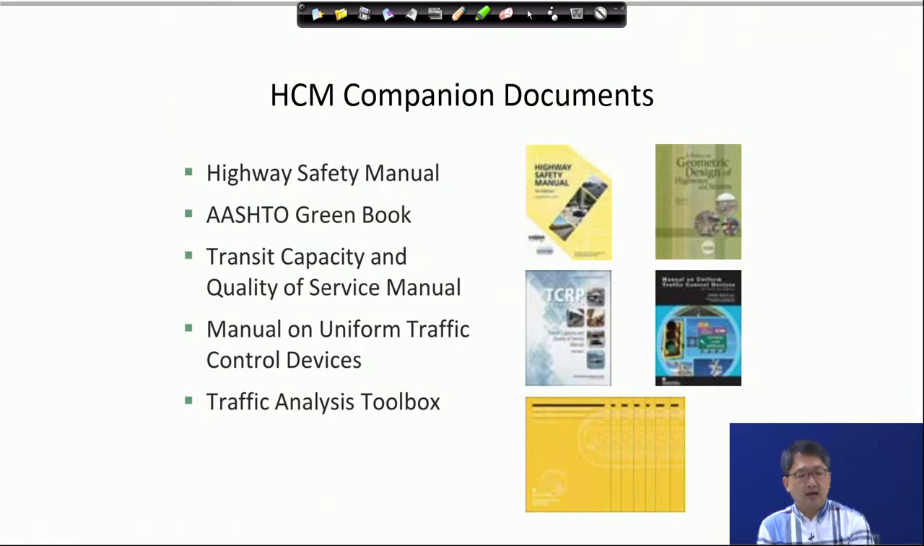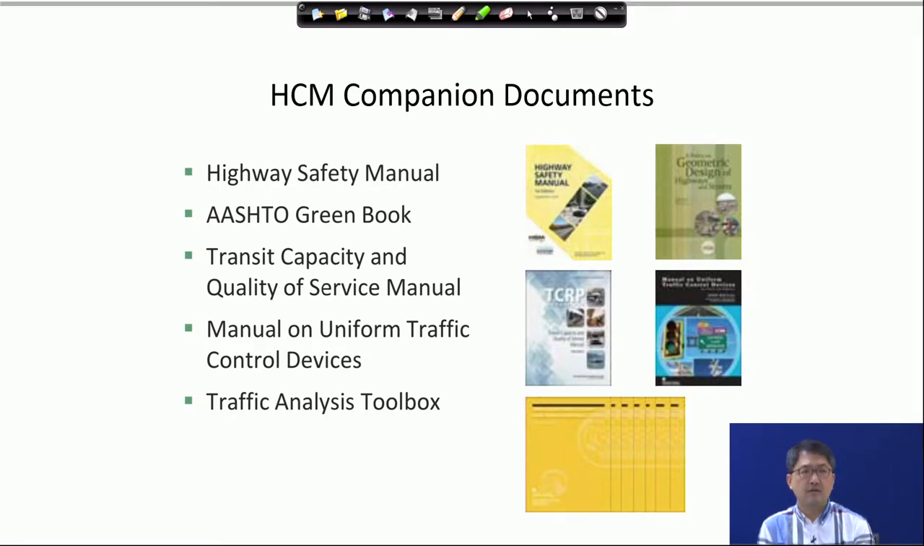And this Highway Safety Manual is using an empirical Bayes approach to overcome that bias. If you don't understand, that's okay. But if you understand, a new concept has been proposed and is being adopted in the U.S. to try to improve safety. The AASHTO Green Book, you probably know this.